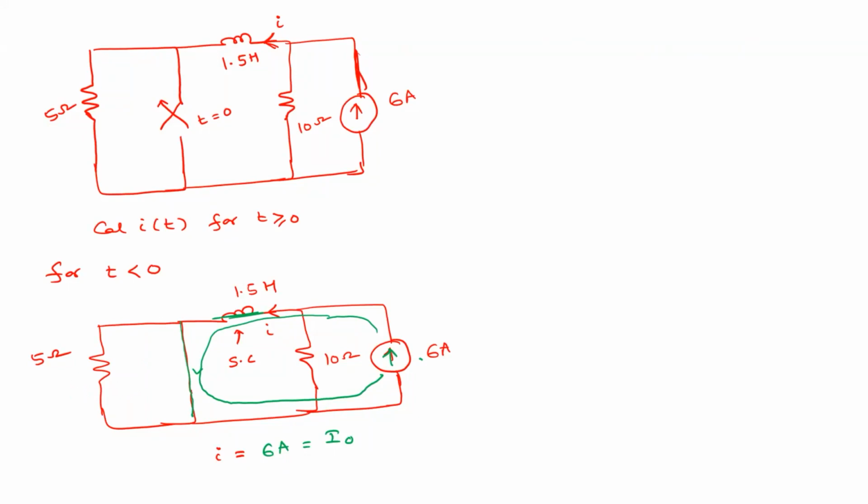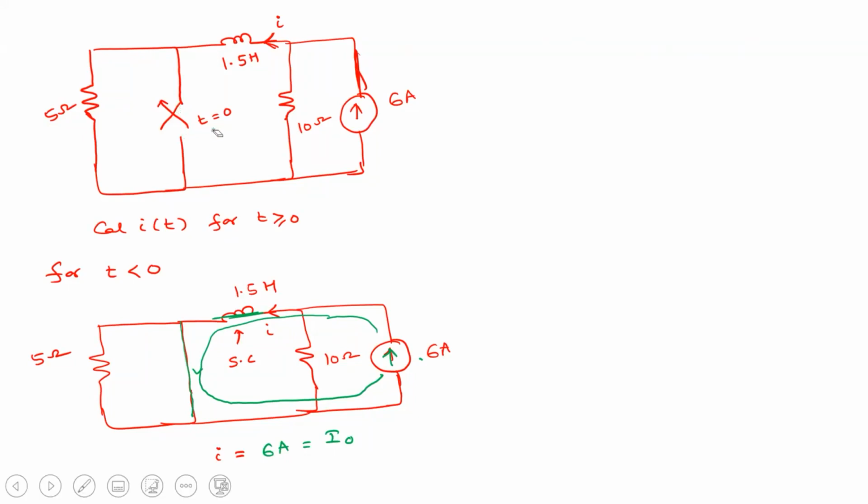Sir, how do you know when it's a short circuit or not? How can we find it's short circuit or not? This is given, no? What is given is that at t equal to 0 the switch is open, right? So what is the meaning? For t less than 0, the switch is closed, right? That is the meaning of that statement.